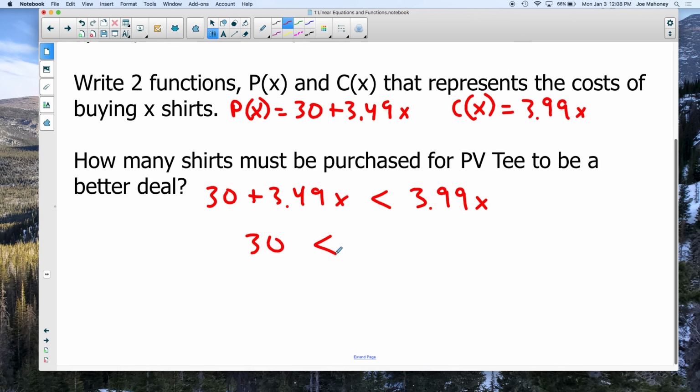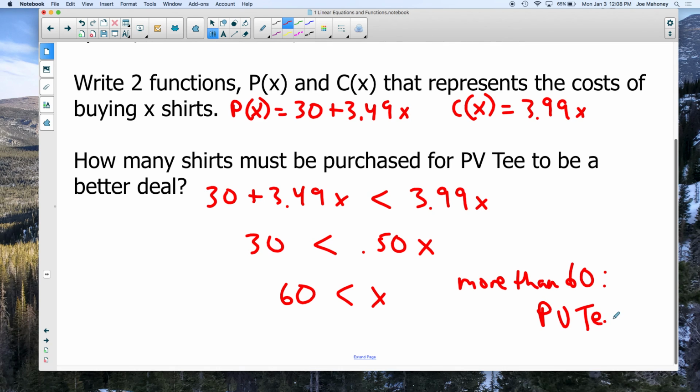We get 30 is less than 0.50x. If we divide by 1/2, it's like multiplying by 2. So I'm going to get that x has to be greater than 60. So if you're going to buy more than 60, you got to go with PVT.